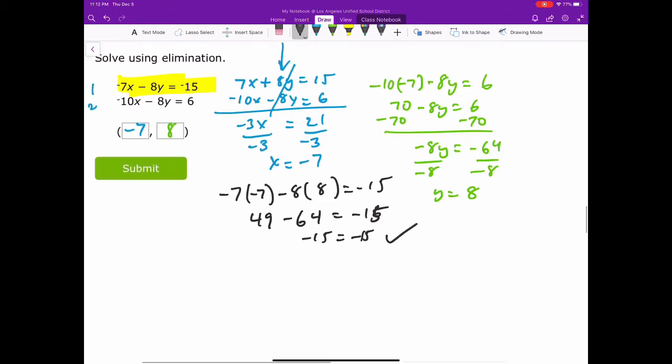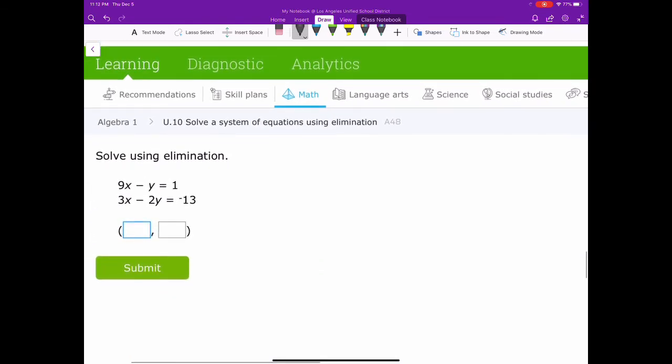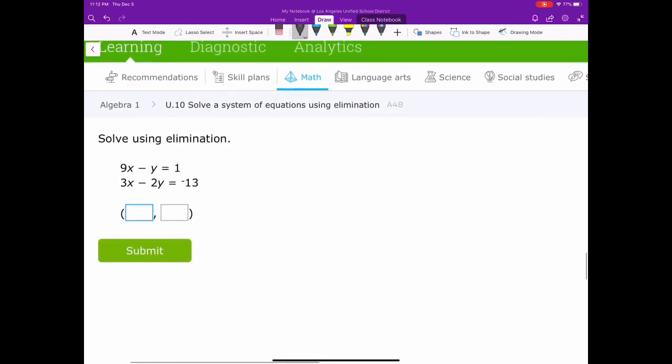Our next problem. So there's a couple ways of doing this. We can either cancel out the y's or the x's. It's up to you. I could change this by multiplying by 3 to a 9, or I can multiply this guy here by a 2 so they would match. See, this could be a 3 or that could be a 2. It's really up to you.